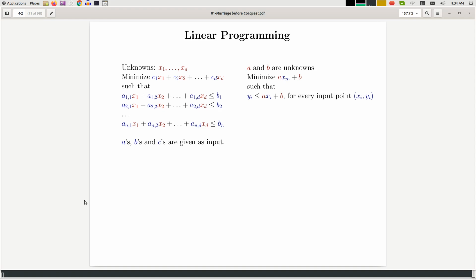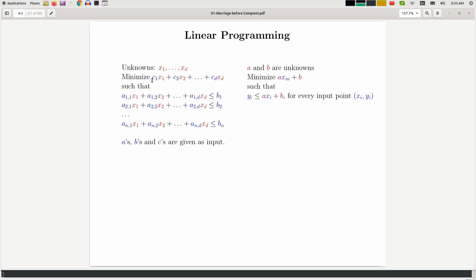The general form of a d-dimensional linear program is as follows. So d here is a number of variables, and this is called a d-dimensional linear program. So we have variables x1 up to xd that are unknowns. These are the ones that we want to find. Then the input is given by these variables a's, b's, and c's. So all the a's, all the b's, and all the c's are given as part of the input.